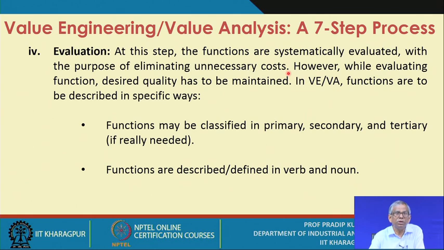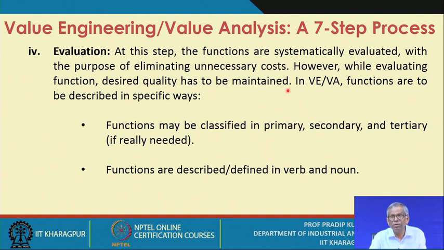Once the cost elements are identified, you classify them, you categorize them under two categories: necessary cost elements and unnecessary cost elements. Once you identify these unnecessary cost elements, you need to think of ways and means of eliminating them. However, while evaluating the function of a product, which essentially reflects the performance of the product, the desired quality has to be maintained.